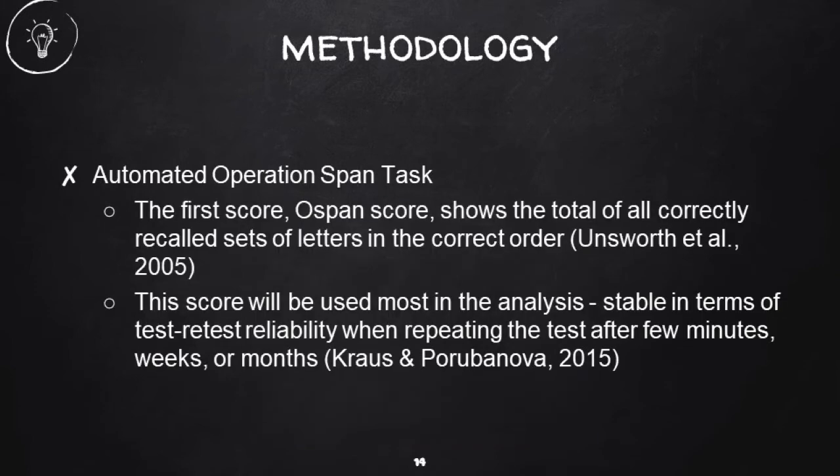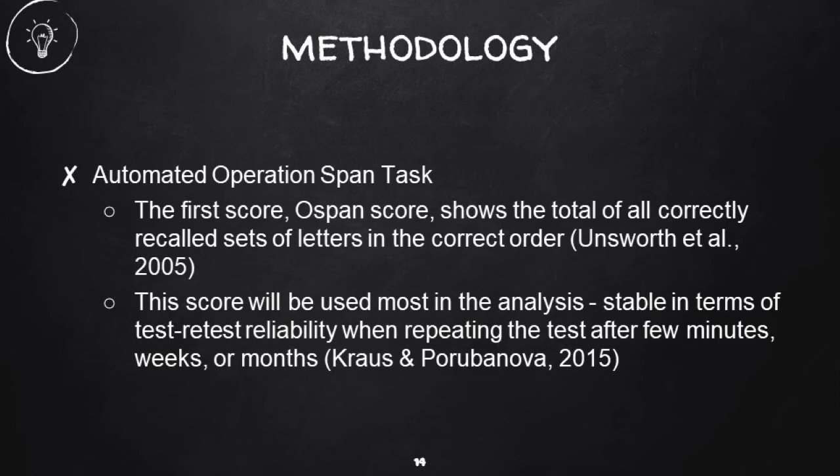From the automated operation span task result, the first score, which is the OSpan score, shows the total of all correctly recalled sets of letters in the correct order. For the purpose of this study, this first score will be used most in the analysis. It is a score which is stable in terms of test-retest reliability when you're repeating the test after a few minutes, weeks, or months.